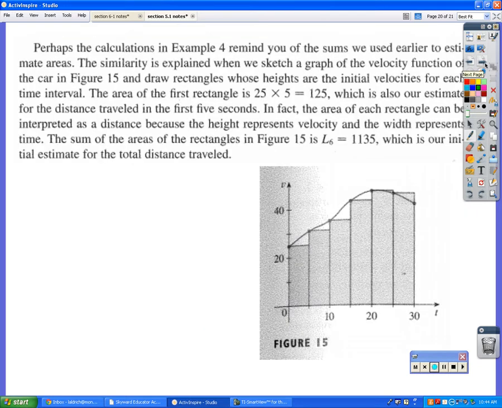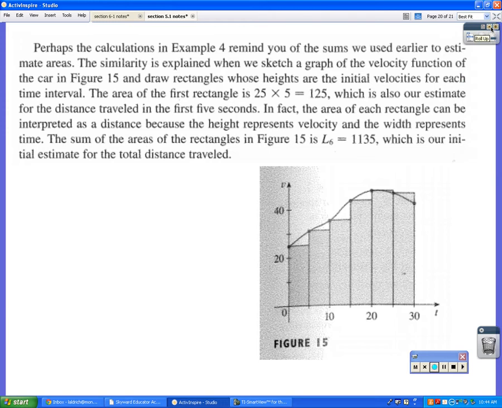All right, and so here's the connection that we are trying to make. Perhaps the calculations in example 4 remind you of the sums we used earlier to estimate areas. I had to give away the punchline because you guys were going to fight me or something. The similarities are explained when we sketch a graph of the velocity function of the car in figure 15 and draw rectangles whose heights are the initial velocities for each time interval.